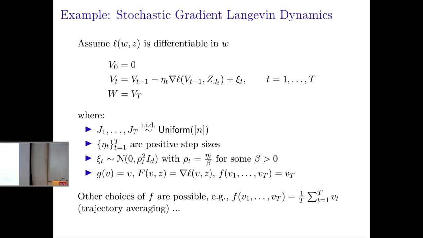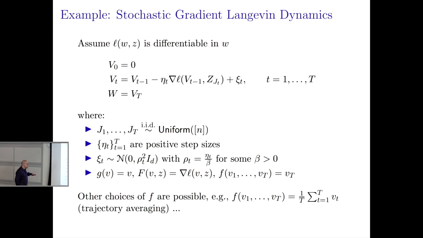But anyway, the stochastic gradient comes from the fact that at each iteration, we evaluate the gradient on a randomly chosen example, here for example uniformly at random. We have a positive step size, and then we add Gaussian noise whose variance is proportional to the step size. That's supposed to be rho t squared, that's another typo. So if I want rho t, this is a square root here. The constant of proportionality is called the temperature, and beta is called the inverse temperature. G of v is just v, right?